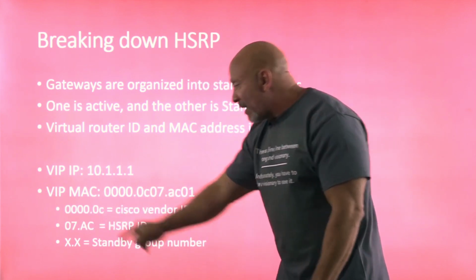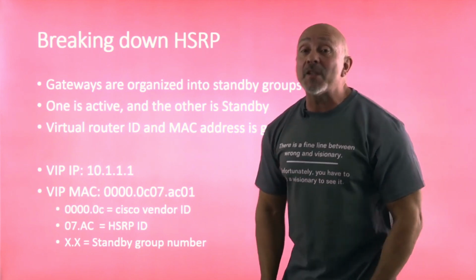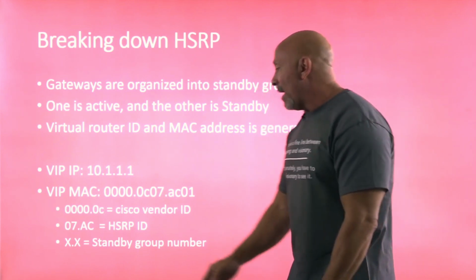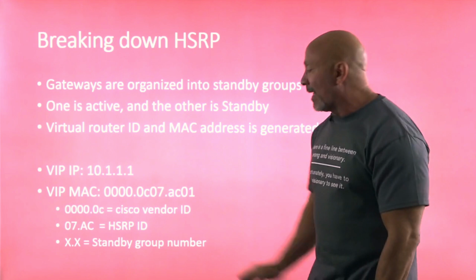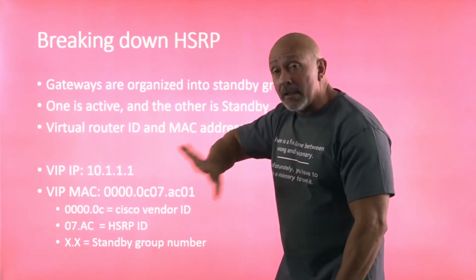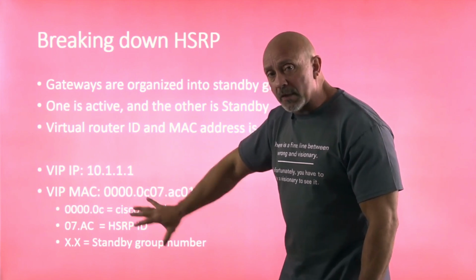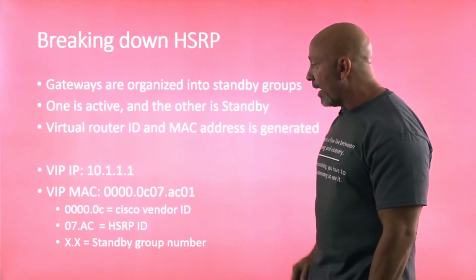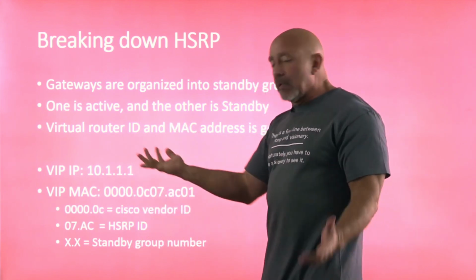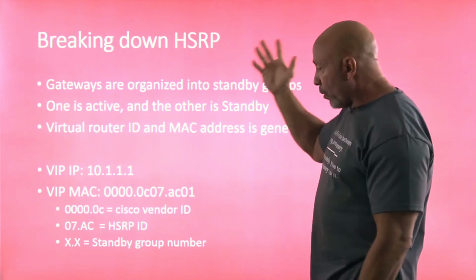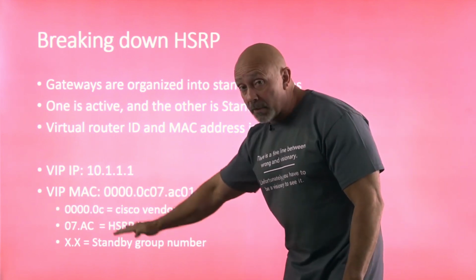The next 16 bits is the HSRP ID, and the last 8 bits is the standby group number. This you need to know. You will have this in your resources. All right, so this is important. Obviously, we're dealing with virtual IP addresses. We know that, but know this breakdown right here.